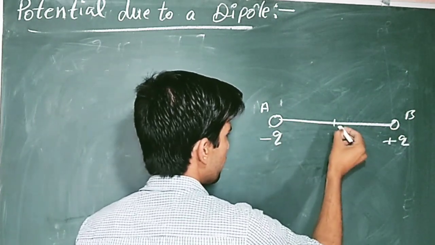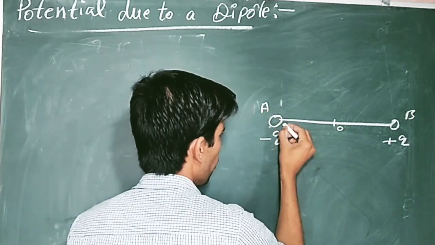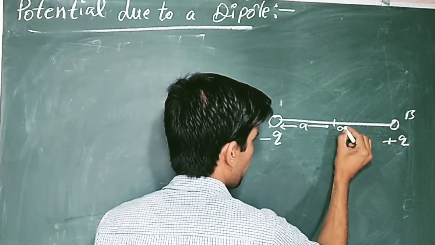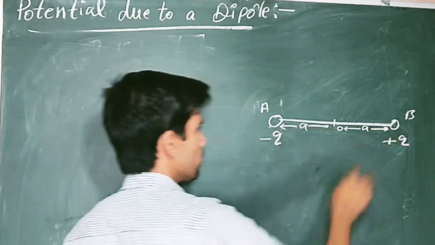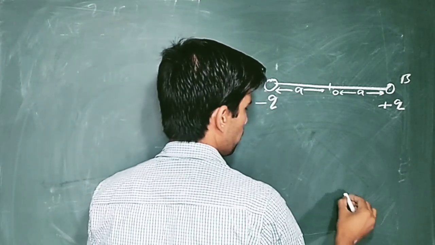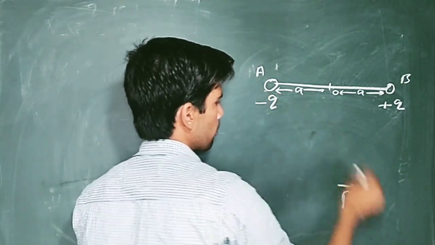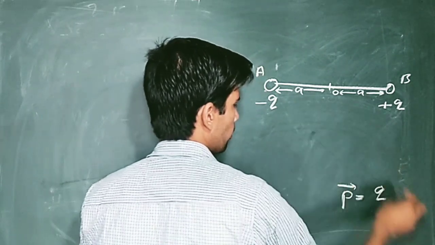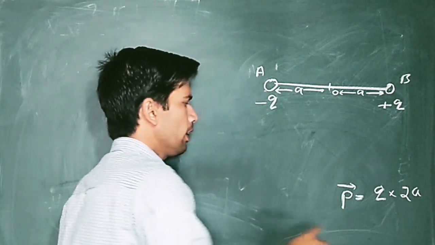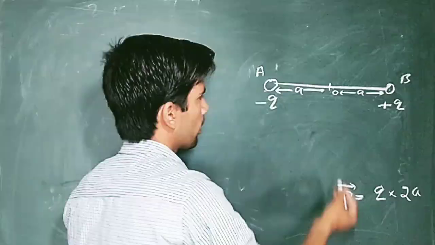And O is the center of this dipole. Then the distance from A to O is a, and O to B is also a, because the total distance between A and B is 2a. And here the electric dipole moment P vector is equal to the product of either charge, I take q, and the total distance between the two charges, 2a. P is the electric dipole moment having direction from minus to plus.